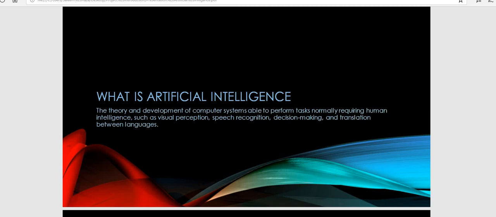Some of the activities computers with artificial intelligence are designed for include speech recognition, learning, planning, problem solving, etc. The brief definition is the theory and the development of computer systems able to perform tasks normally requiring human intelligence, such as visual perception, speech recognition, decision making, and translation between languages. Okay, this is a brief introduction about artificial intelligence.